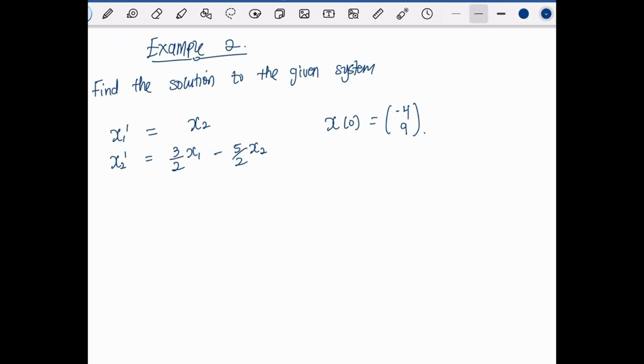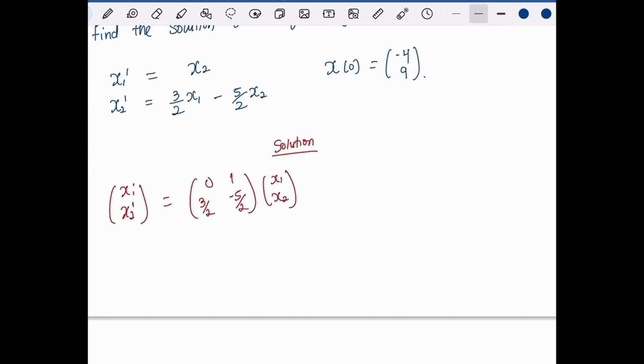For our second example, we have to find the solution to the given system. That's the system given below. So now let's get started. We write the system in the form x prime equals Ax, where A is the coefficient matrix. Now note, for this question, for the first expression, x1 is 0. So this is what our system will look like when we transform it into matrix form.